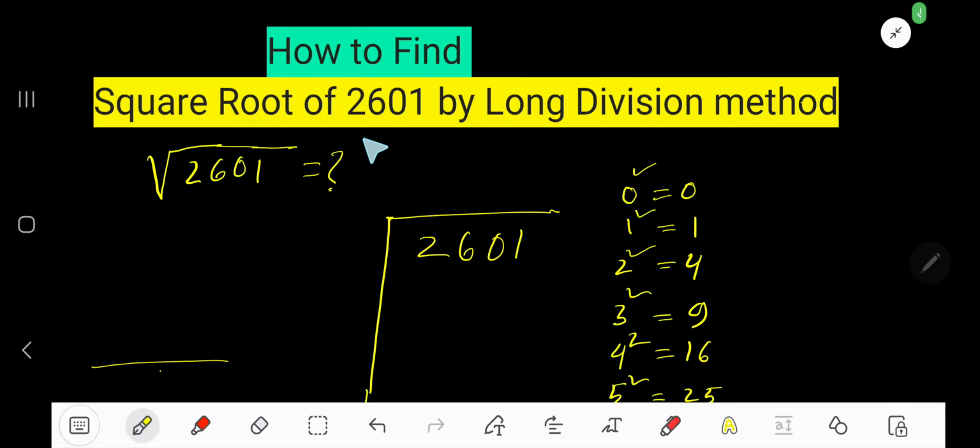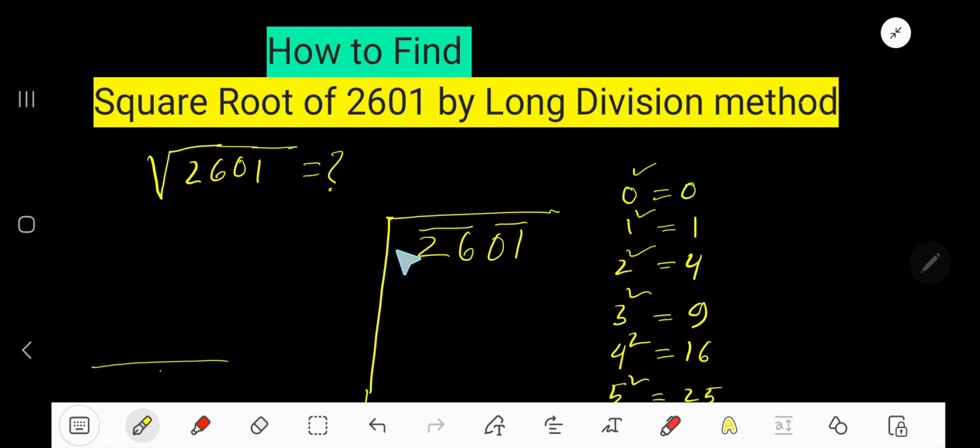How to find the square root of 2601 by the long division method. First, make pairs from right-hand side to left-hand side. This is your first pair, this is your second pair. Now work on this second pair from this side.